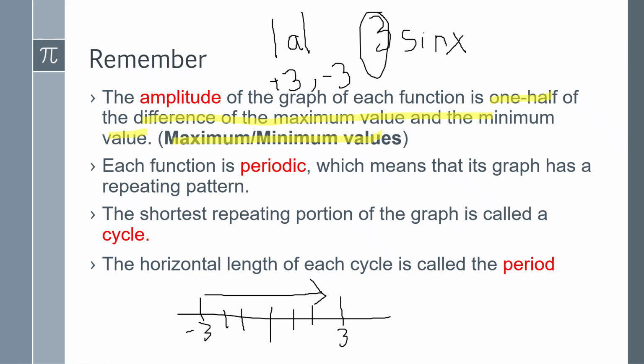Each function is periodic. So that means that the graph has a repeating pattern. So that means the graph repeats. Now we know from what we did in class that sine and cosine both have a repeating pattern of 1 and 0. So go back to the little chart that we did in the lesson, and you see where I'm getting at.